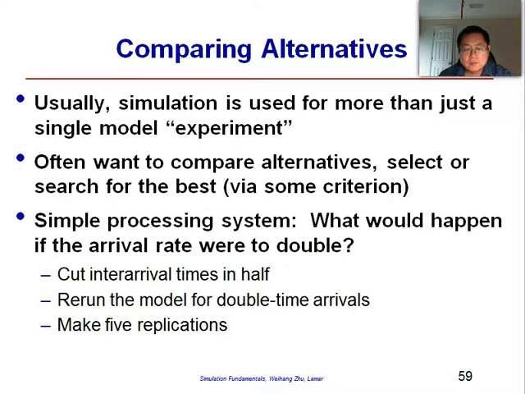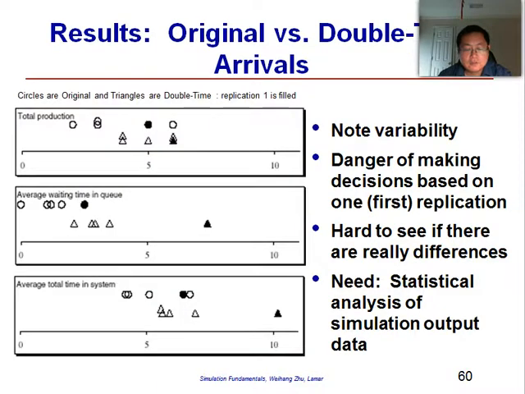In the previous simulation, we used the same probability distribution for all replications. During the investigation, we often want to change the parameters for the probability distributions to test alternatives. For example, what if we double the arrival rate? We can run another 5 replications to see the new output. This figure compares the original and double time arrivals. We should not draw conclusions based on only one replication. We need to run multiple times and compare results statistically.